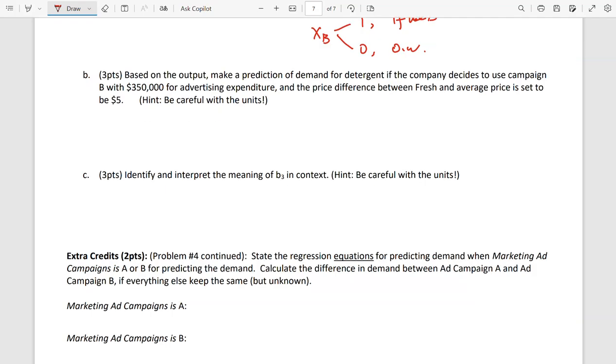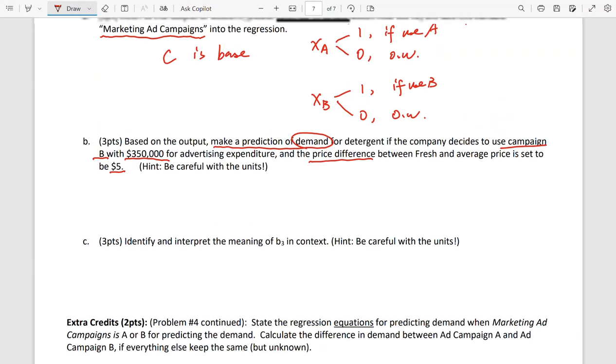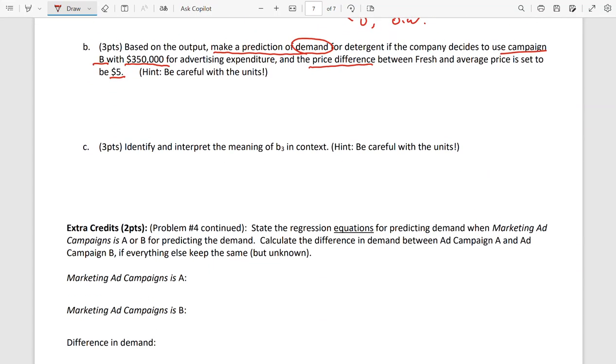Okay, so then part B, based on the output, make a prediction of the demand. I want to make a prediction of demand for detergent if the company decides to use campaign B with this much for advertising expenditure and the price difference between Fresh and the average price is set to be $5. And be careful with the units. All right, so in this case, I want to make the prediction for demand. Whenever you want to make a prediction for the response variable, what is your first step?